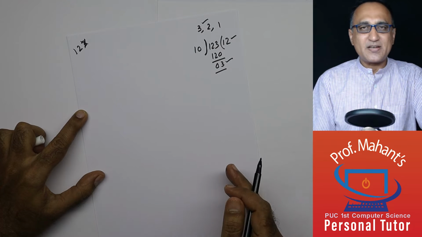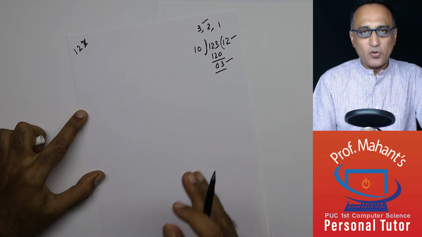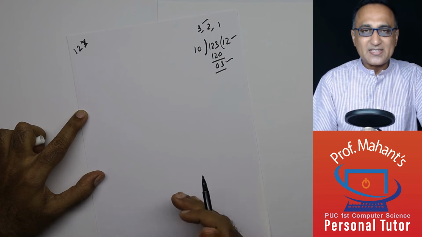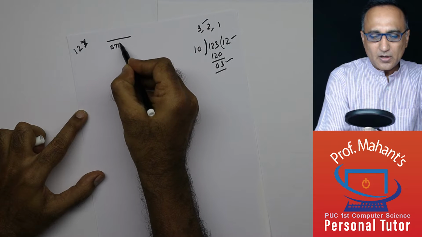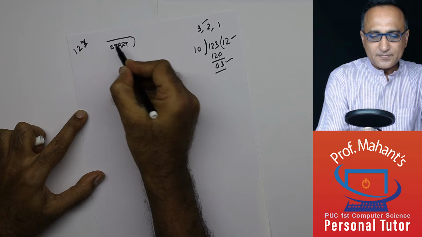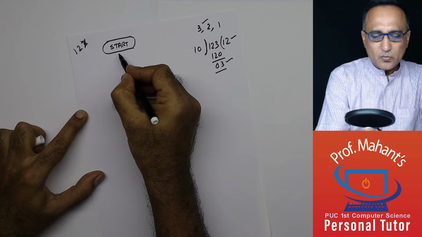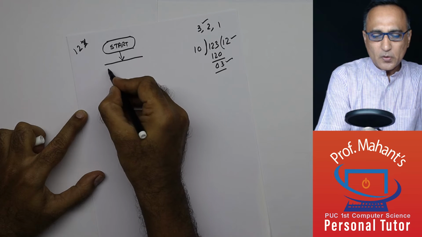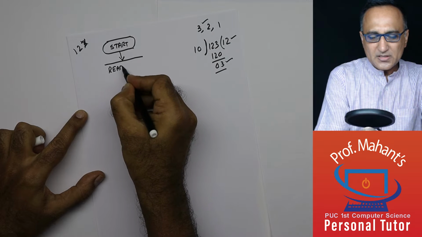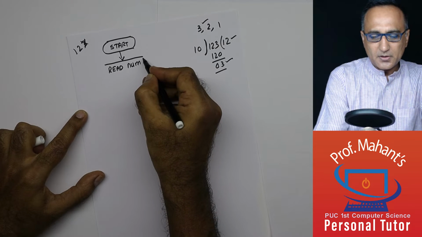Just in case you did not understand everything I said, not to worry, we'll do the flowchart, run through the test, and you shall easily understand what I really mean. Okay, so start. Then what I need is a number. First thing, the user should provide me a number. So I say read number.